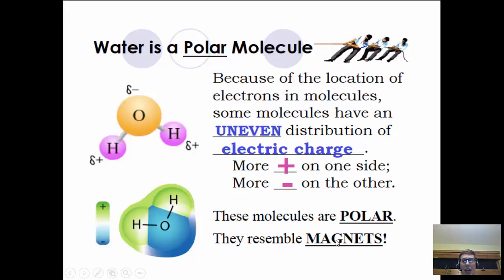It's like a magnet. Because of the location of the electrons, some molecules have an uneven distribution in the electrical charge. More positive here, more positive here, more negative here. Polar is just like the North and South Pole. One side is one way, one side is the other way. Water has its own poles, the positives and the negatives.